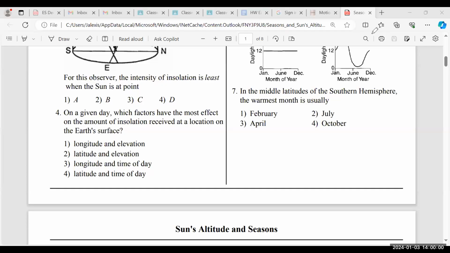All right, number 7. We're going to take a look at number 7. So number 7 says, in the middle latitudes of the southern hemisphere, the warmest month is usually what, right? So when we look at our Earth, and we know that our Earth is split up, right? The northern hemisphere is above the equator, and the southern hemisphere is below the equator.